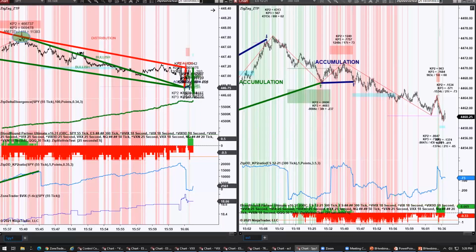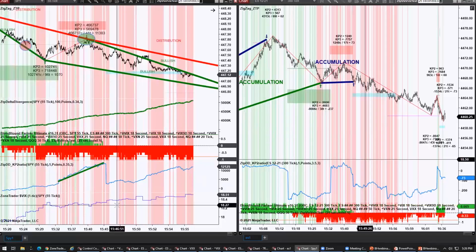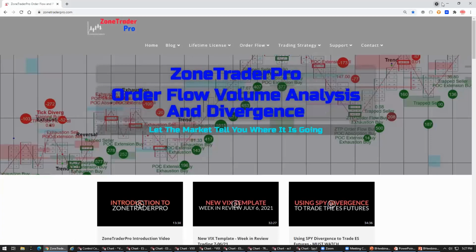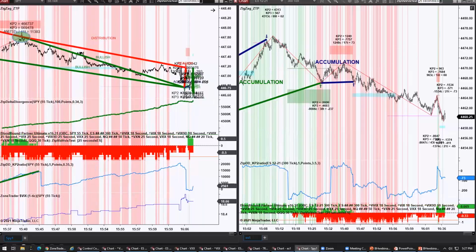Heinz, the template is on the website. It's in a couple places. And if we come to right here, set up for the VIX BloodHound template, it's basically right there under the trading strategy.